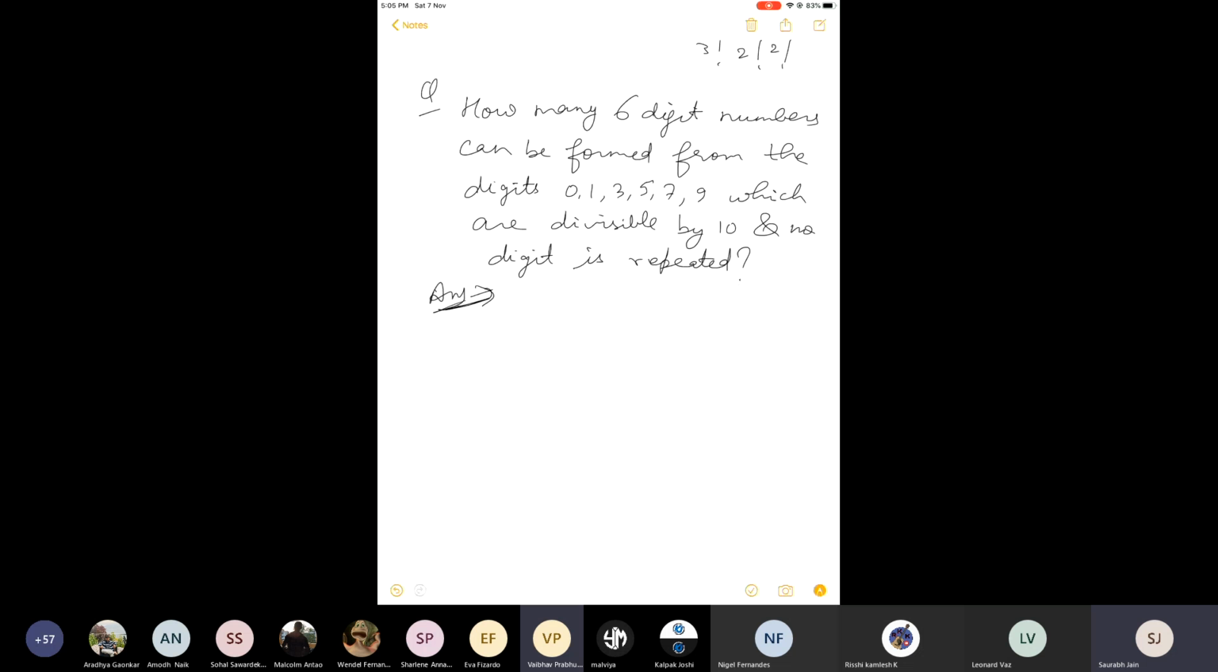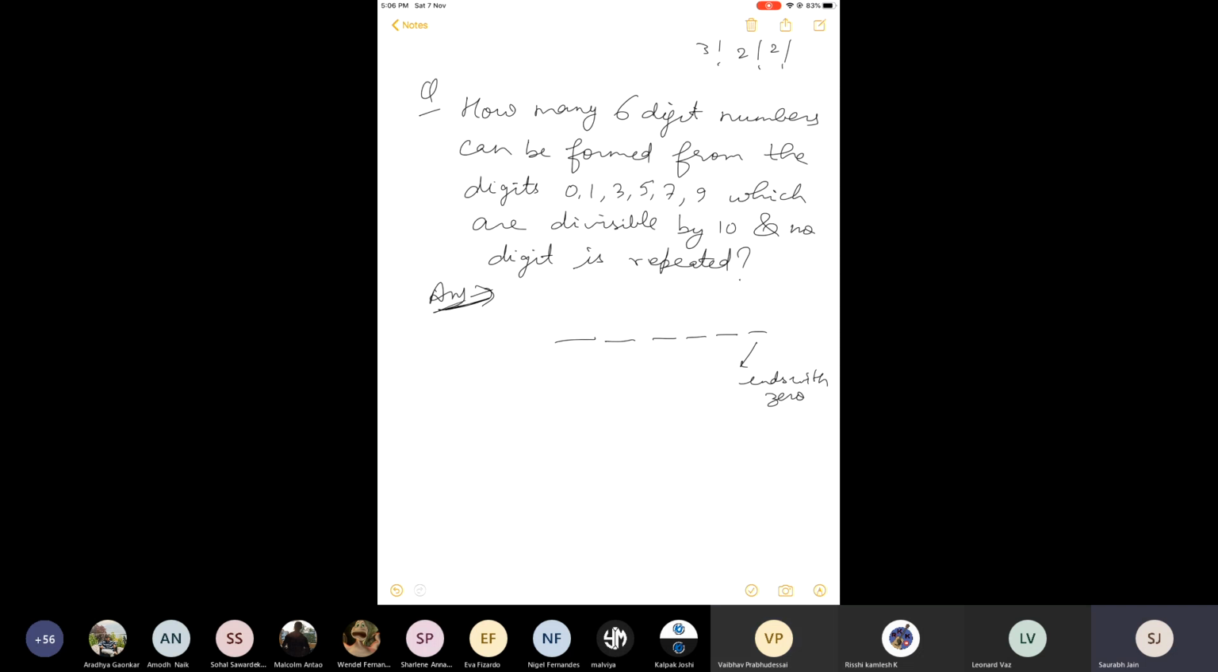So 6 ways, 6 factorial. No, there'll be 0 at the end, and then there'll be 5 slots. Then what will be your answer? So 5P5. That means 5 factorial. Now it is correct. Good.